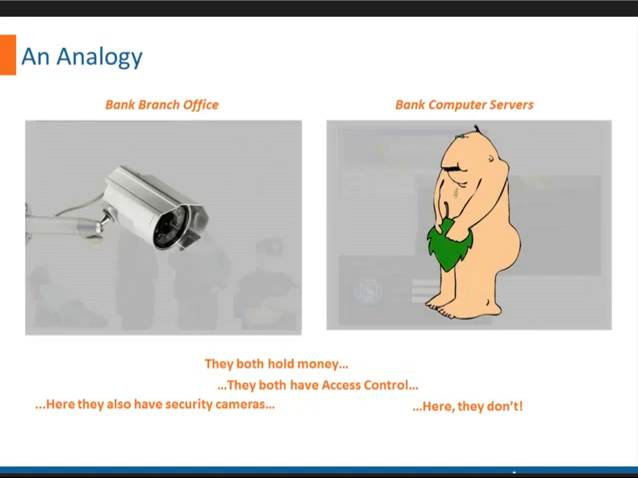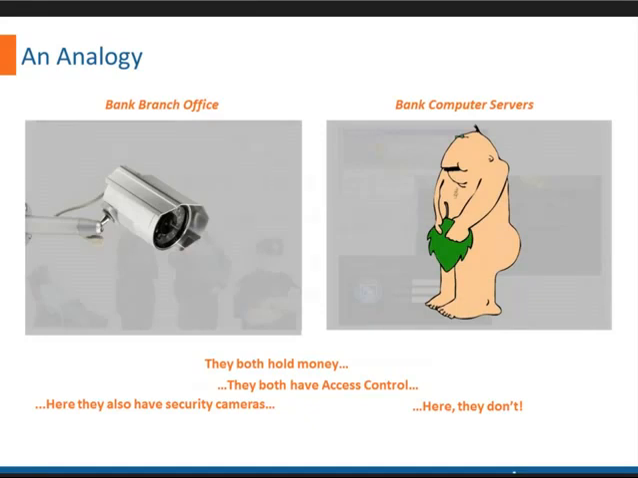Whereas on the computer servers, they don't. It's just that simple. Despite the fact that they have access control to control who gets into the branch office, they also want security cameras to be able to film what happens once people get in. For some reason on the computer servers, that capability does not quite exist.